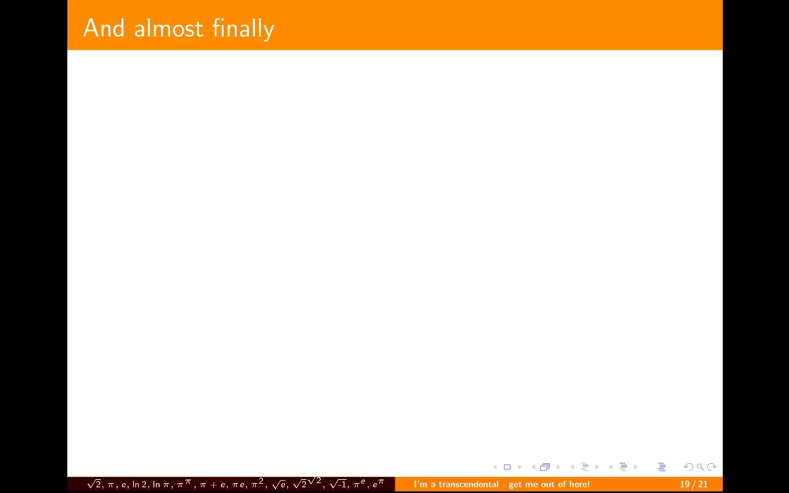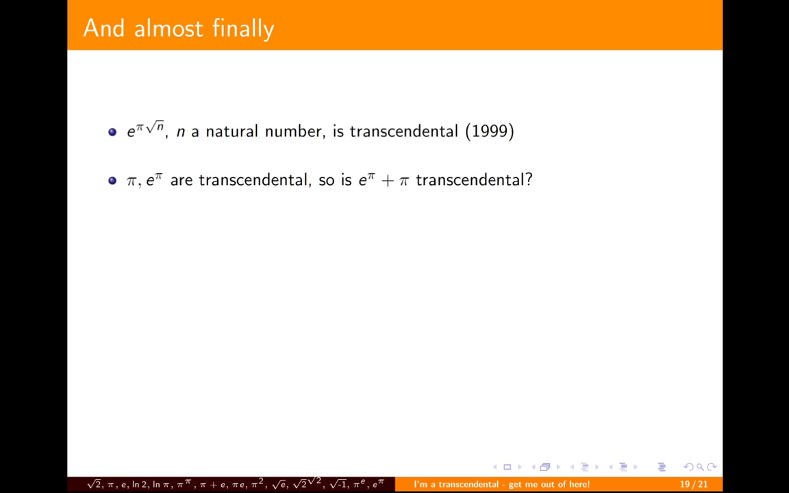And so almost finally, one can extend that result to consider similar powers, e to the pi times the square root of n, where n is a natural number. That's also transcendental, shown some while later. We know that pi and e to the pi are now both transcendental. What about their sum? Is that transcendental? What about their difference, e to the pi minus pi?